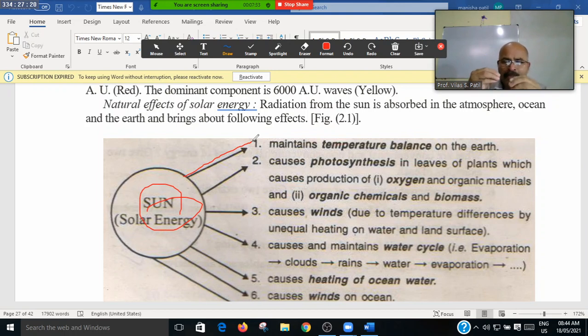revolve from the equator to the Karkavruta, again the Karkavruta to equator, again equator to Makarvruta, again Makarvruta to equator. Means that process will be known as the rotation toward the north pole and the south pole.